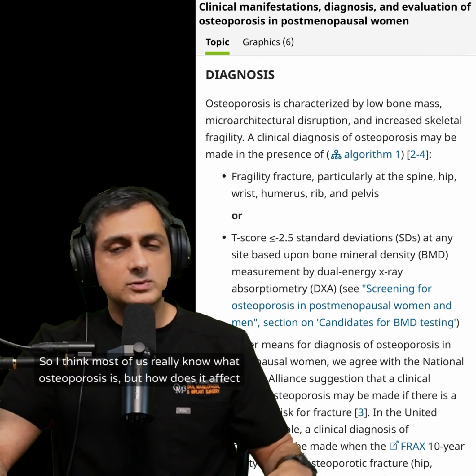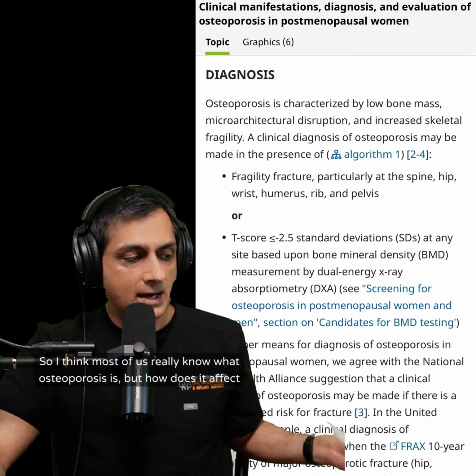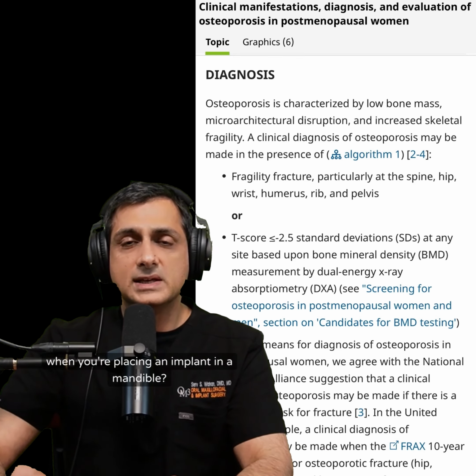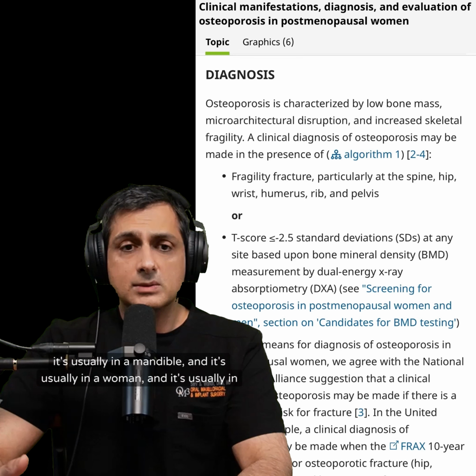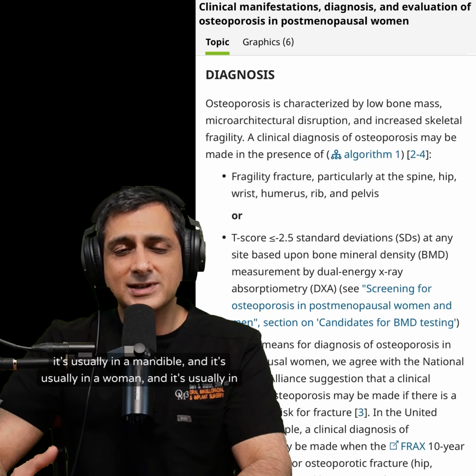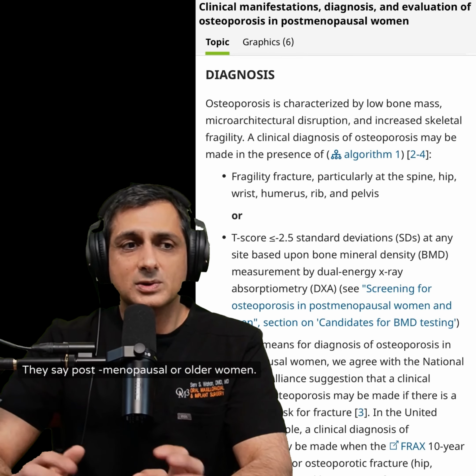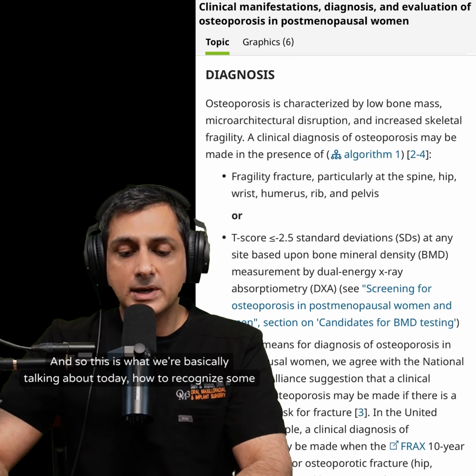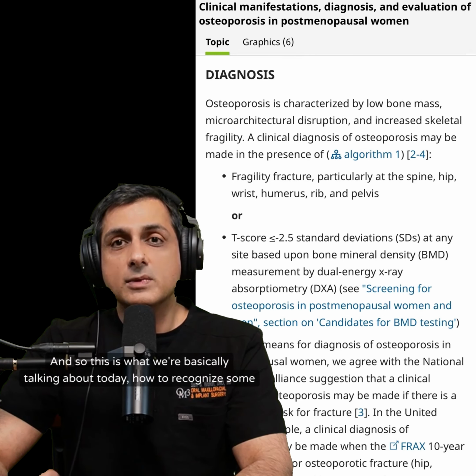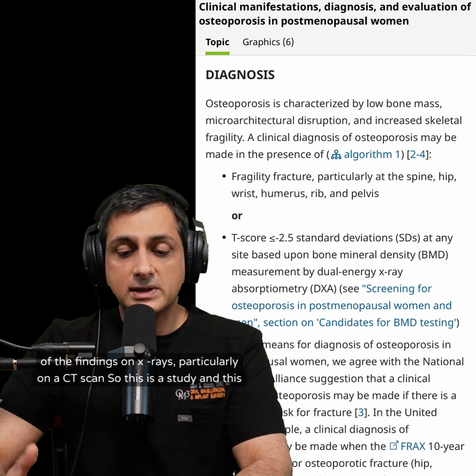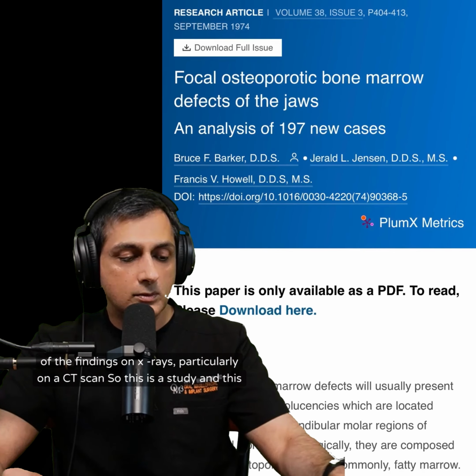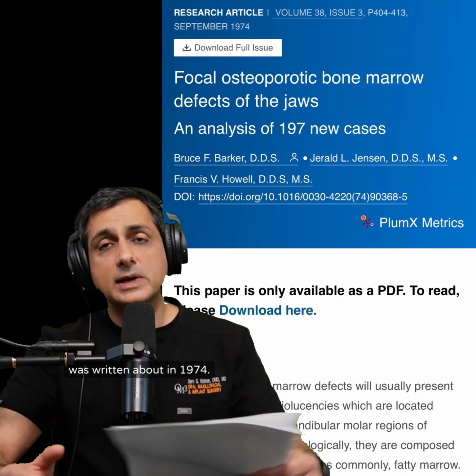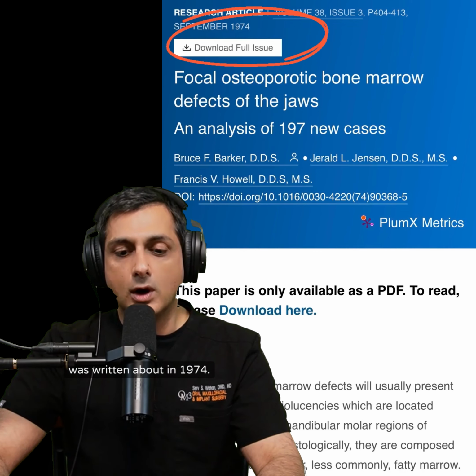So I think most of us really know what osteoporosis is, but how does it affect when you're placing an implant in a mandible? It's usually in a mandible, and it's usually in a woman, and they say postmenopausal or older women. It's a thing. And so this is what we're basically talking about today, how to recognize some of the findings on x-rays, particularly on a CT scan. So this is a study, and this was written about in 1974.